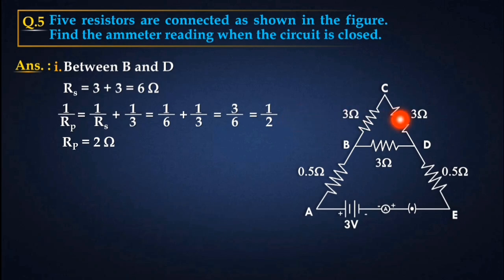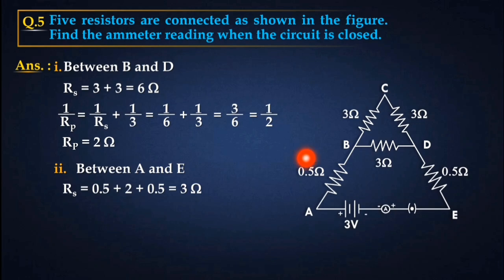So here 3 ohm plus 3 ohm, we got 6 ohm. So then we add it in the effective resistance in parallel. Okay, and this is the third resistance 1 by 3. So adding all these things, we got Rp equal to 2 ohm. Now see the other case between A and E. What is the total resistance between A and E? So similarly, by adding these two, 0.5 plus 0.5 and the total resistance Rp equal to 2 ohm, we have to add this one also. So effective resistance between A and E in series equal to 3 ohm.